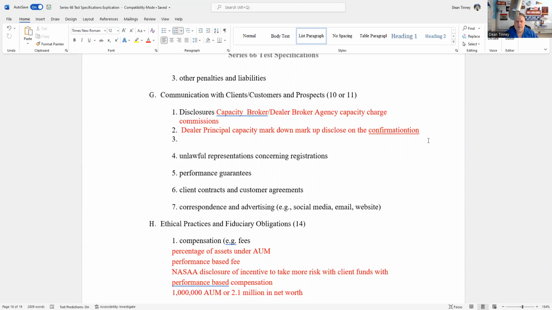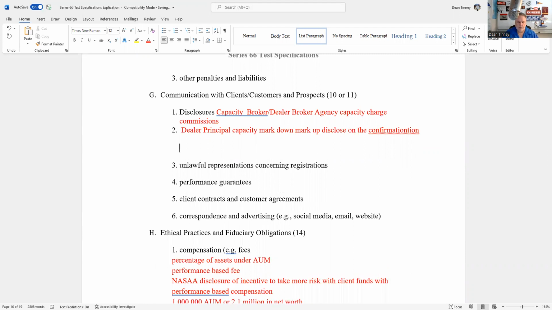Now, if it's an investment advisor, you need written disclosure for that. This is the normal course of business for broker dealers, but it's not in the normal course of business for investment advisory firms to be acting as principals or agents. So for an investment advisor, that too needs to be disclosed, and you need a written disclosure of that.